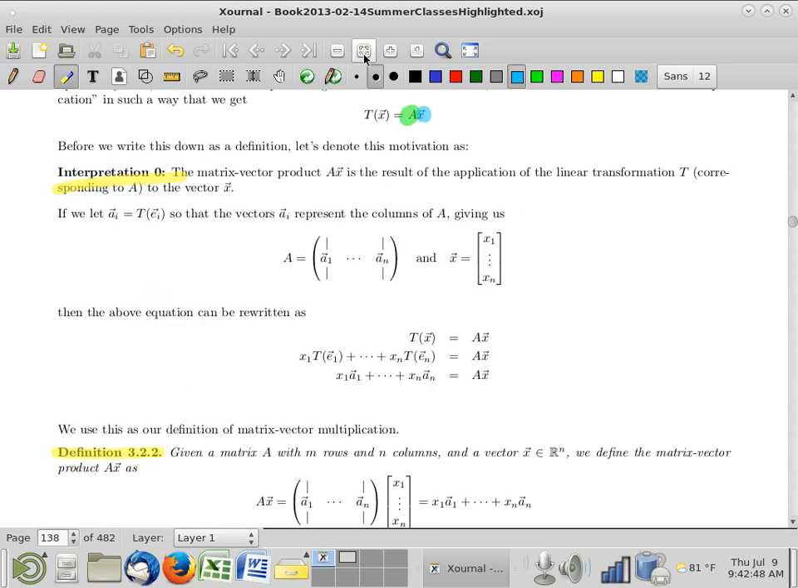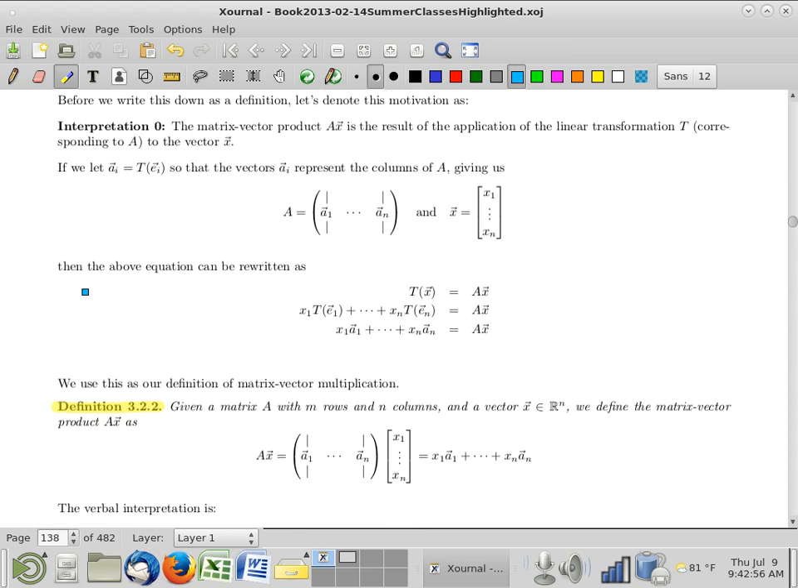Now, there's a more common way to think about matrix vector multiplication that perhaps more likely y'all would have seen in a high school course, and that is to ask the question, okay, well, look, suppose I want to compute this product, but I want to compute it one entry at a time.